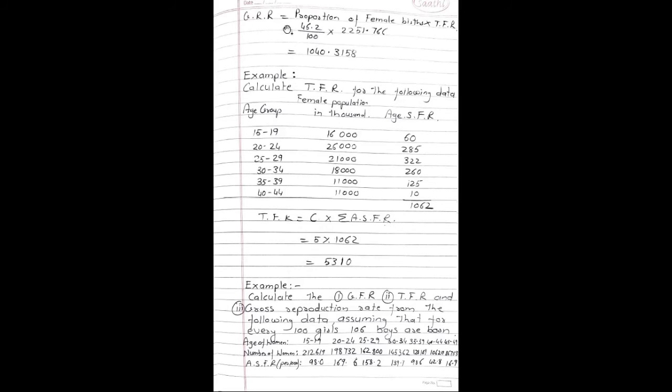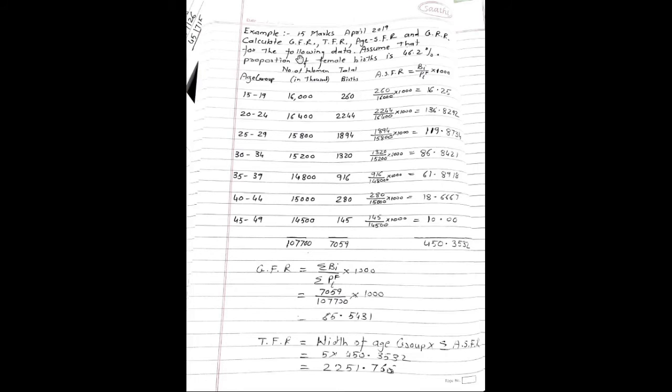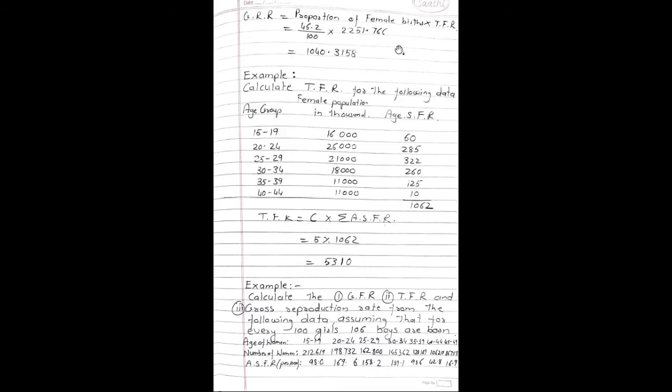Next calculations are GRR calculations. So GRR is equal to proportion of female births into TFR. It has already been given that proportion of female births is 46.2%. See, in the problem statement I have mentioned it, that assume that proportion of female births is 46.2%. So as the rate is in percentage, we will convert it as 46.2 upon 100 into TFR value is 2251.766, which is equal to 1040.3158.